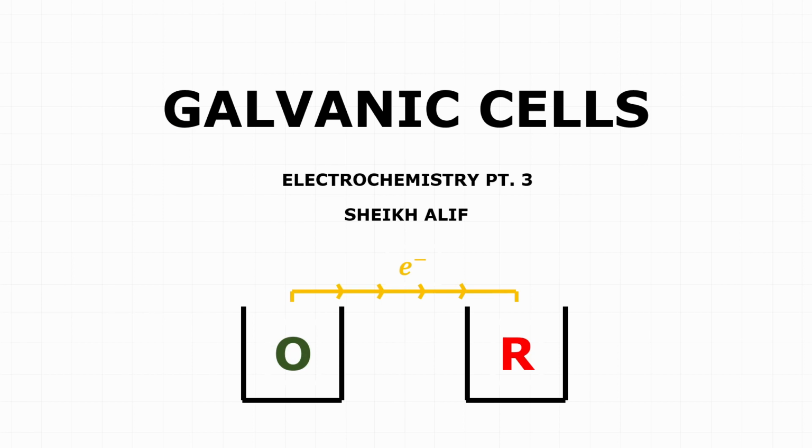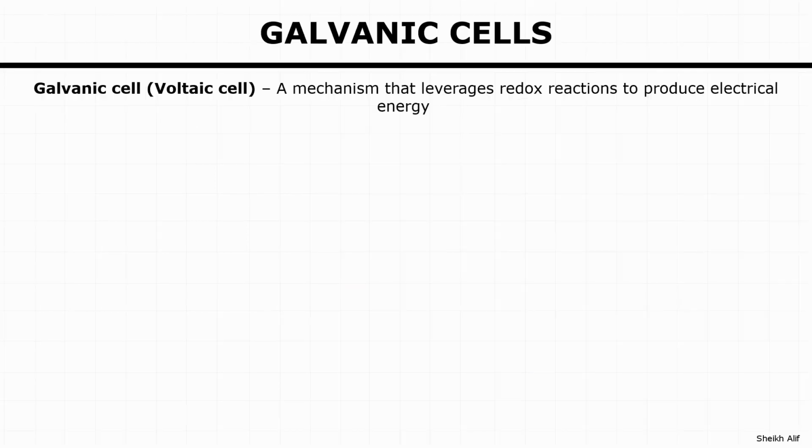Today we're going to be talking about galvanic cells, and another name for galvanic cells is voltaic cells, so you might see either name being used in this video and in electrochemistry in general. So what is a galvanic cell or a voltaic cell? A galvanic cell is a mechanism that leverages redox reactions to produce electrical energy. In other words, it leverages spontaneous redox reactions in order to produce electrical energy. It takes spontaneous chemical reactions that occur and leverages that to produce electrical energy, or electricity. And we're going to see how this works in a little bit.